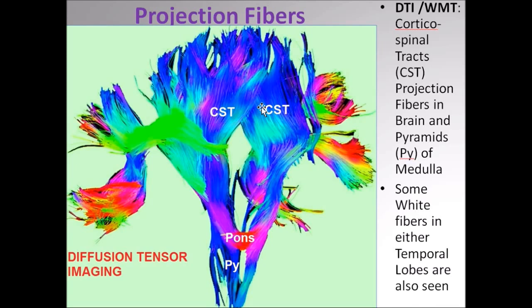This is another picture, a DTI, diffusion tensor imaging with white matter tractography of the projection fibers, more specifically one component of the projection fibers inside the internal capsule, which we shall describe, which is referred to as the corticospinal tract. So this is one side corticospinal tract descending through the pons into the medullary pyramids, and this is the other corticospinal tract.